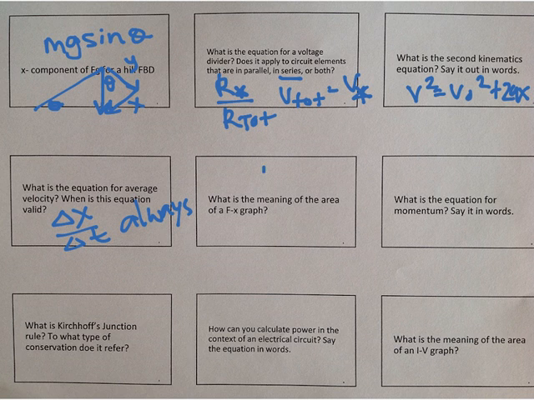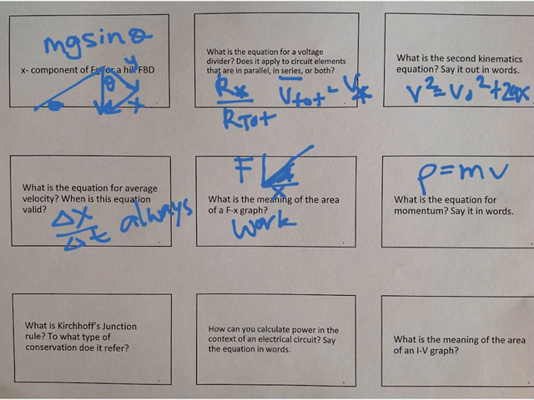The meaning of a force position graph, the area specifically is your work, because that's going to be force times distance, aka the work. What is the equation for momentum? Hopefully you know momentum is mass and velocity.